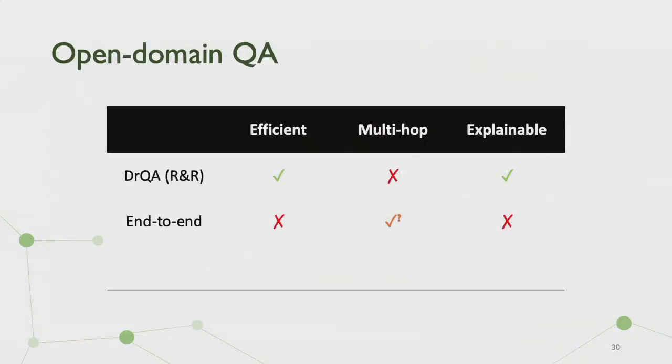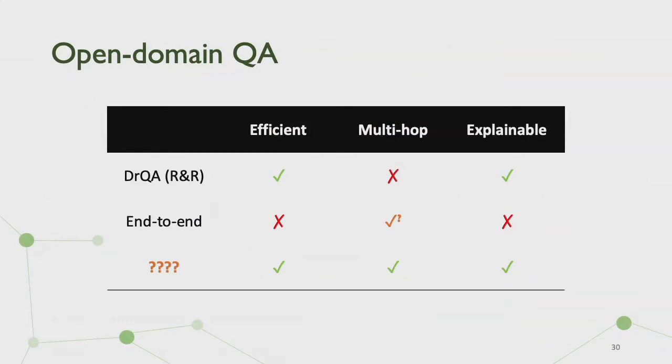So in brief summary, I'm going to argue that DrQA, or those kinds of retrieve and read models, are efficient because they make use of off-the-shelf IR systems instead of giant neural models, but they're not inherently multi-hop capable. And they are explainable in the sense that the search queries they use can be read by humans. The search queries are the question. End-to-end or fully neural systems are kind of the opposite. And we want to build a system that achieves these three things.